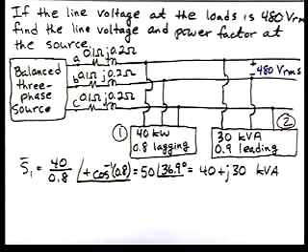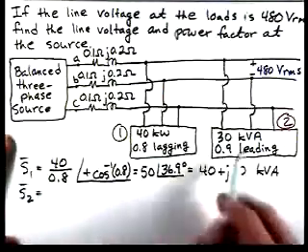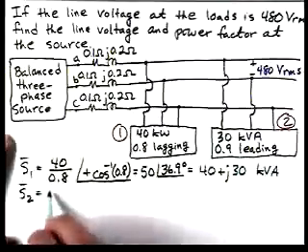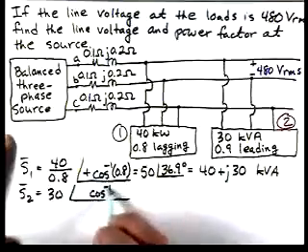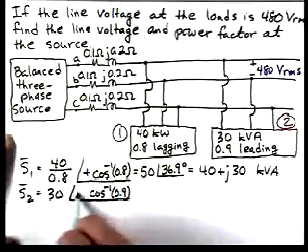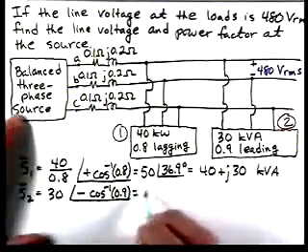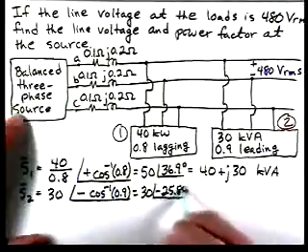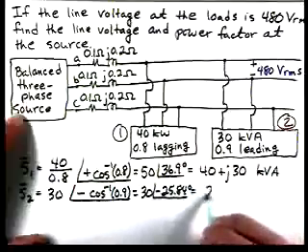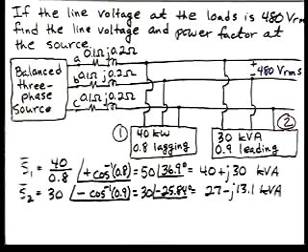Now for the second load, note that we're given the apparent power, we're given kVA, so we don't have to divide by the power factor. So we have 30 and an angle of cosine inverse 0.9, and this angle is going to be negative because of the leading power factor. So we have 30 and an angle of minus 25.84. So we have 27 minus j13.1 kVA.